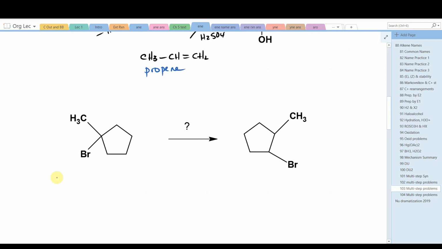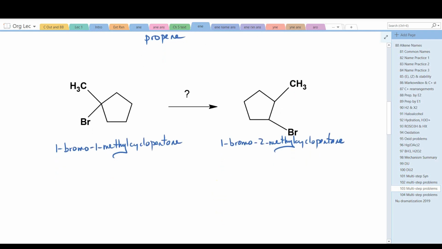Here we have 1-bromo-1-methylcyclopentane. And we're going to convert that to 1-bromo-2-methylcyclopentane. Again, we can't do it in a single step, but what can we do? Well, we could dehydrohalogenate, minus HBr, using a strong base, KOH in ethanol.